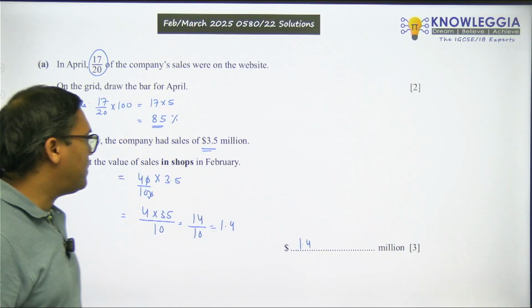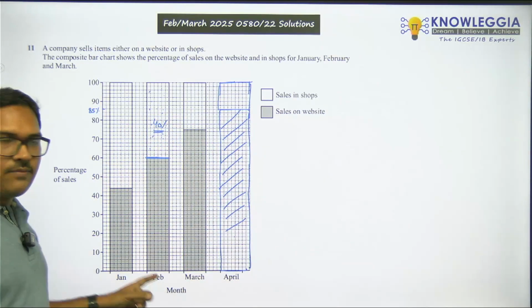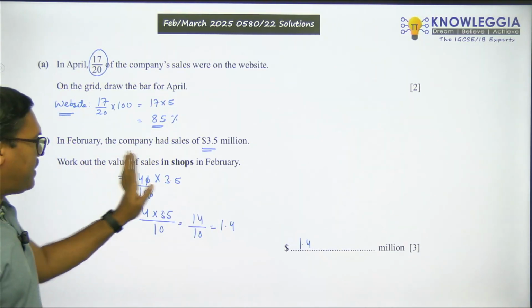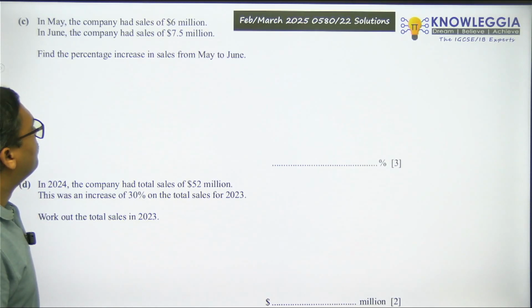Okay, so basically this is the question of how to read the composite bar diagram. This is pretty easy, percentage, and the second part is also based on percentage. Okay, so now the next part.